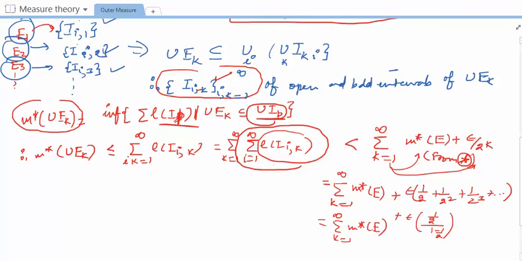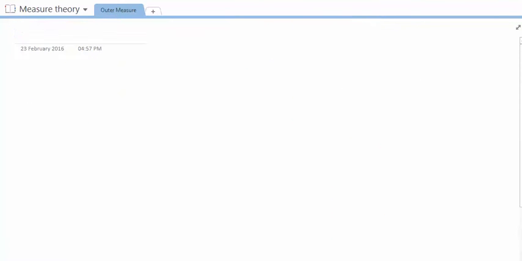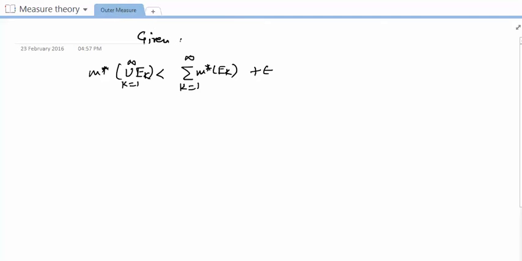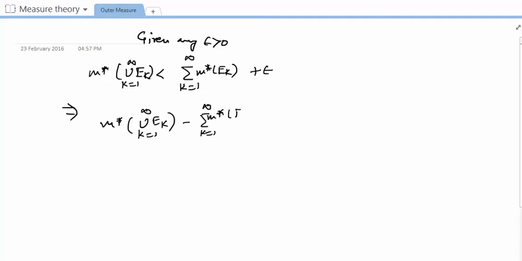So let us see what we have now. At the end, we have m star of the union of ek's, k from 1 to infinity, is less than the summation over k from 1 to infinity of m star of ek plus epsilon. And this is for any given positive epsilon, howsoever small. So what you get is that m star of the union of ek's minus the summation over k from 1 to infinity of m star of ek is less than epsilon.